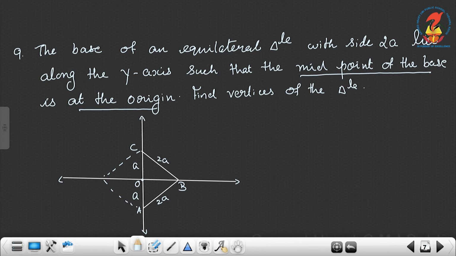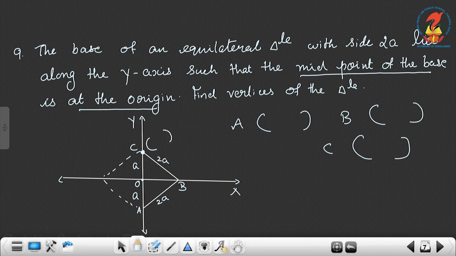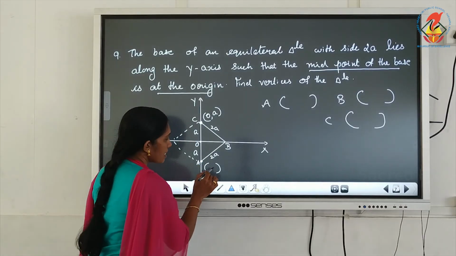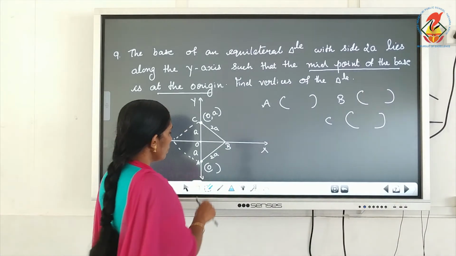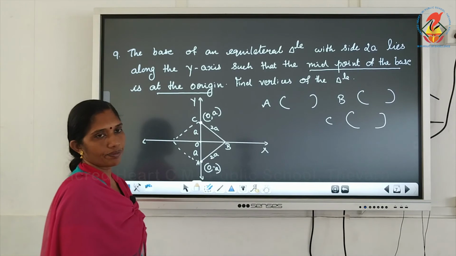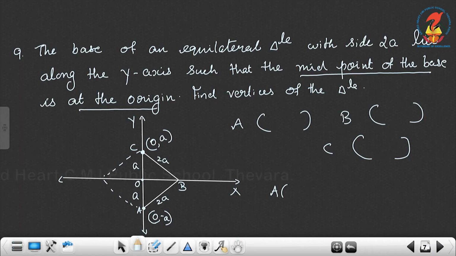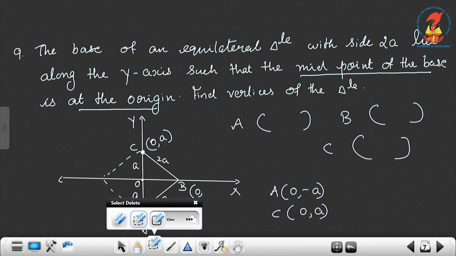Then, we have to find the vertices of the triangle. That is, what are A, B and C. Okay. Then C is this point. This distance is a. C is on the y-axis. So what about its coordinates? First coordinate, the x coordinate is 0 and the y coordinate is this distance, that is (0, a). Now what about A? A is also on the y-axis, x coordinate 0, y coordinate this much, but it is down. Okay, so the coordinate has a negative sign, negative a. So A is (0, minus a) and C is (0, a). Now what about B? For finding B, B is on the x-axis. So the y coordinate is 0, you have to find the x coordinate.